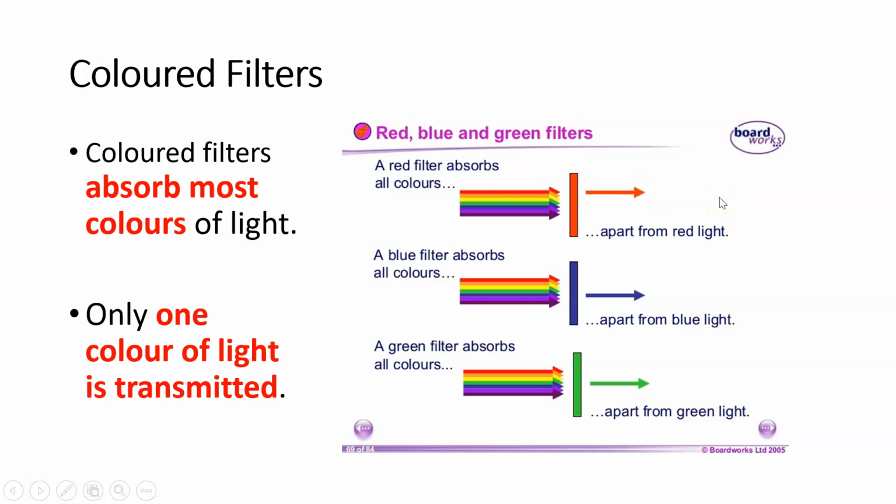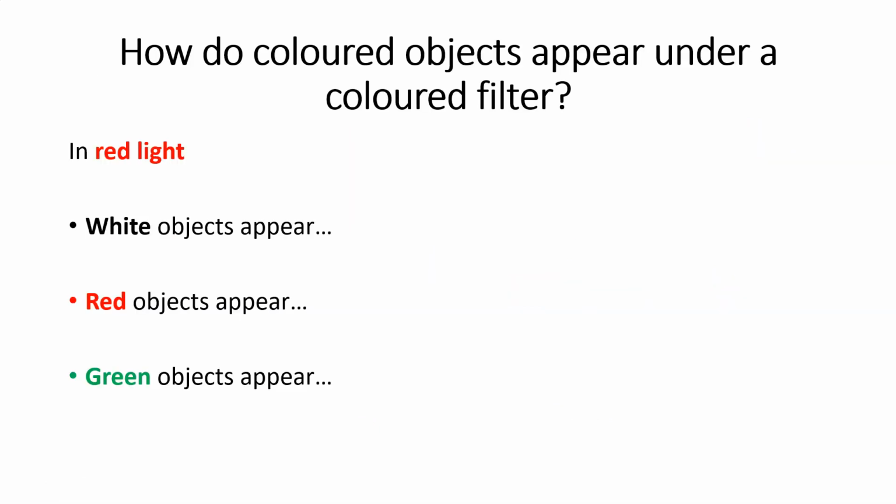So if we look at the second example, so this is the blue one I'm talking about now, every single color is absorbed by that blue filter except for the blue light. So that's why we see blue light on the other side. And it's the same situation with the green light. All colors are absorbed except for green, and that's why we see green.